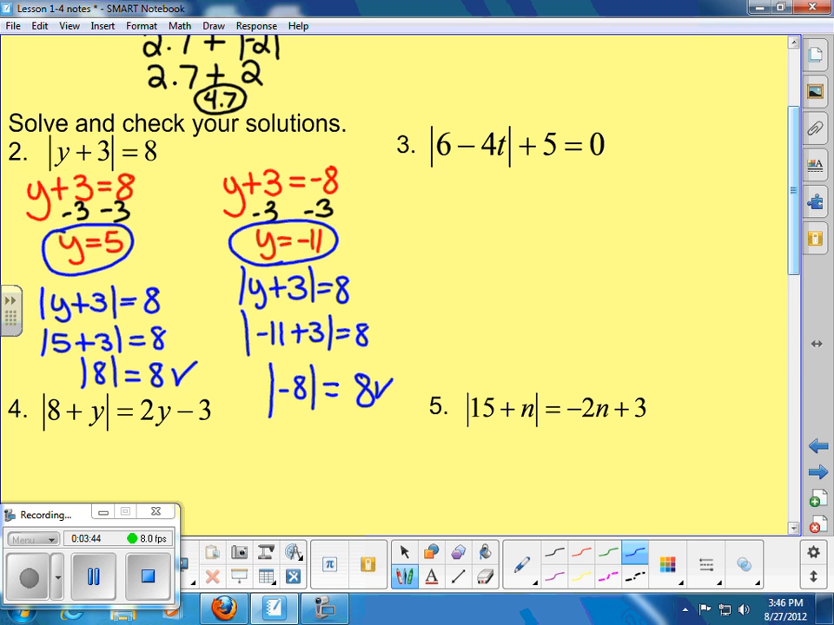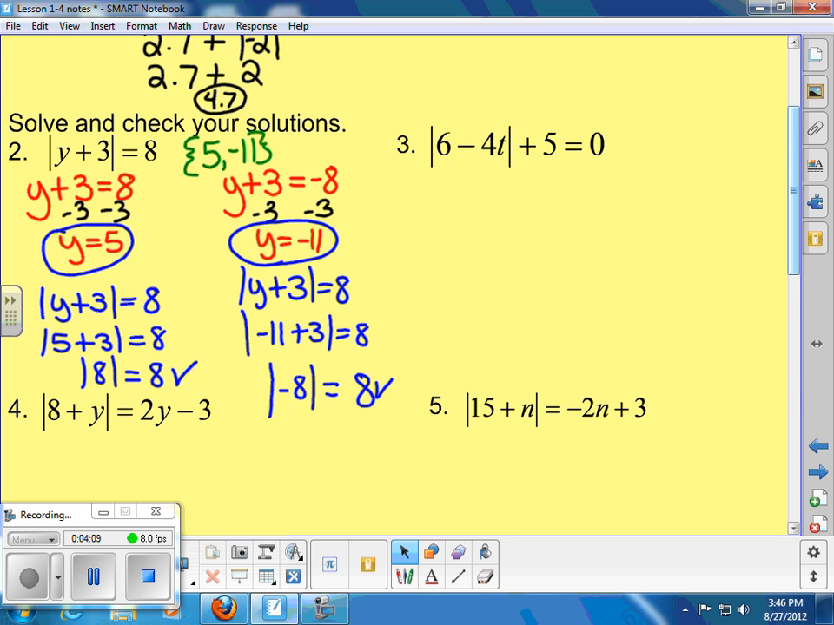Since we have two answers, technically we would write this solution out as a solution set, which, remember, a set of numbers is inside braces. The numbers are separated with a comma. Order is not important. It does not matter which number you list first, but they, again, are inside a set of braces. The solutions are 5 and negative 11 here.